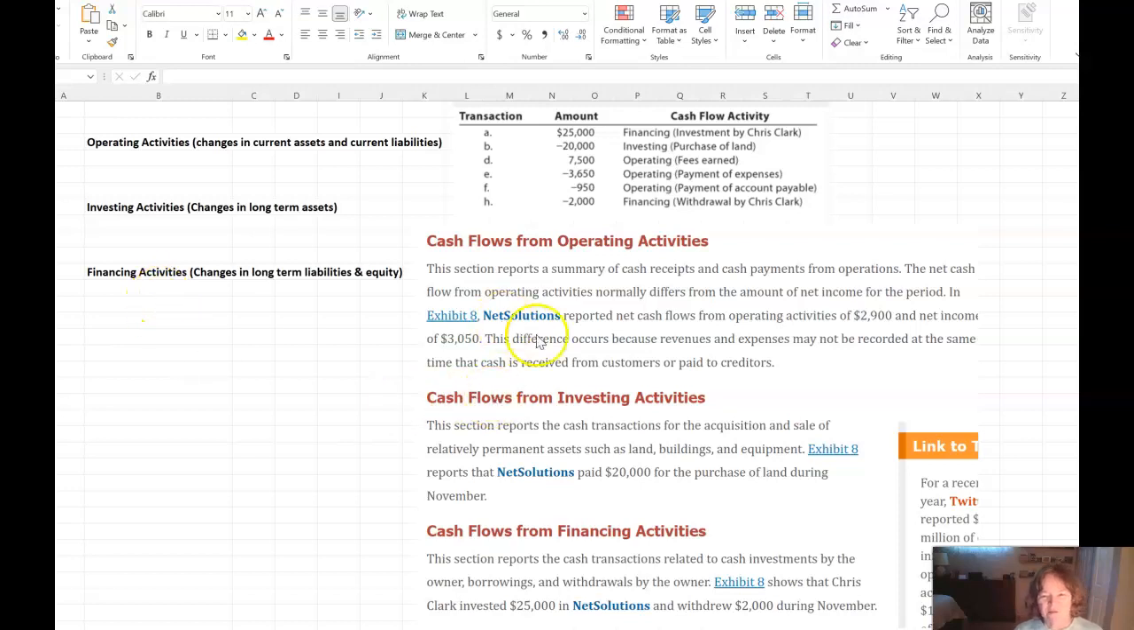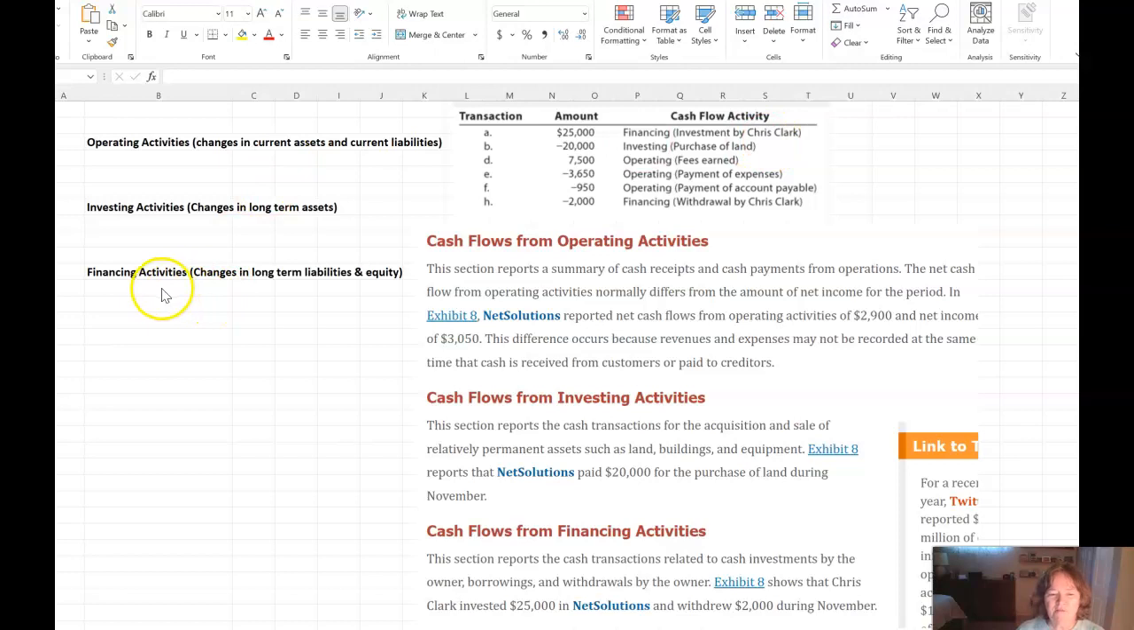This clip right here is from the textbook, and it's got a really nice high-level description of what operating activities are, investing, and financing. This statement is super important to investors in terms of evaluating future cash flows for a company, which is why you invest. They gave us these transactions, and what you want to think about is how they affect cash. The first one was an additional investment by the owner, Chris Clark.